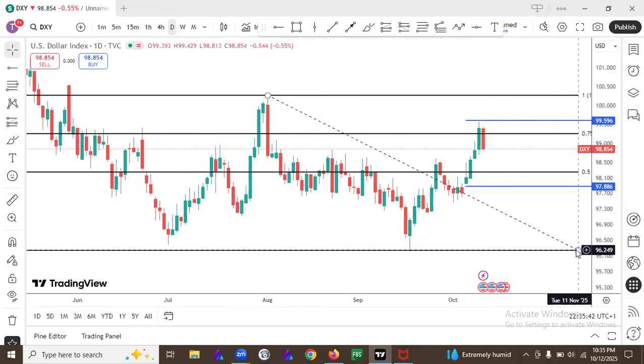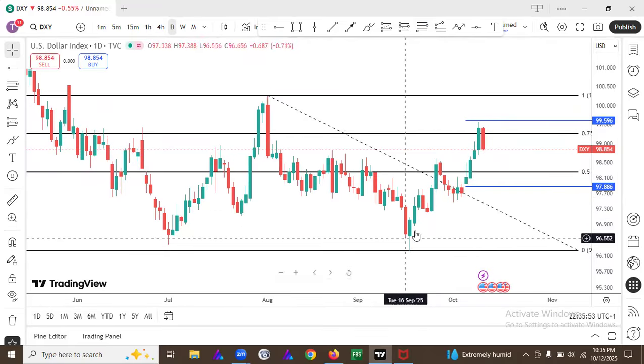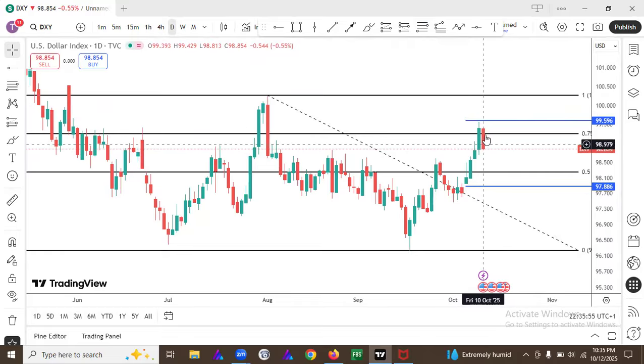You can see the market closed above equilibrium. This tells you that price is at a premium area, and you can see the last candle closed as a bearish Marubozu. The last candle, this was Friday's candle, closed strongly bearish. So this is a bearish Marubozu.